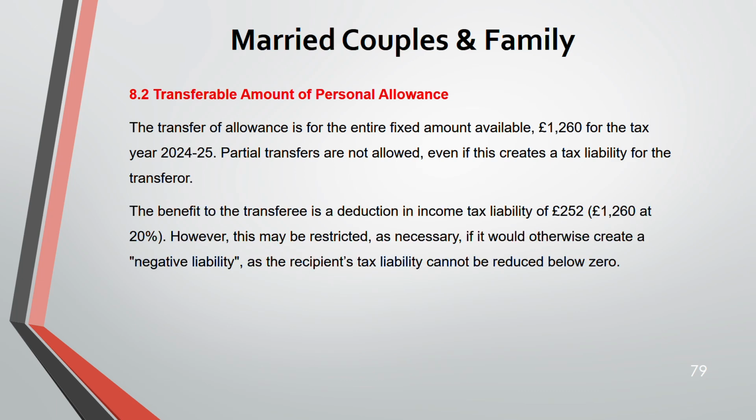So as we told earlier, the benefit goes to the transferee. How? From his income tax liability, he can reduce 20% of 1260, that is 252. But this may be restricted. How? It might be restricted if it's necessary.